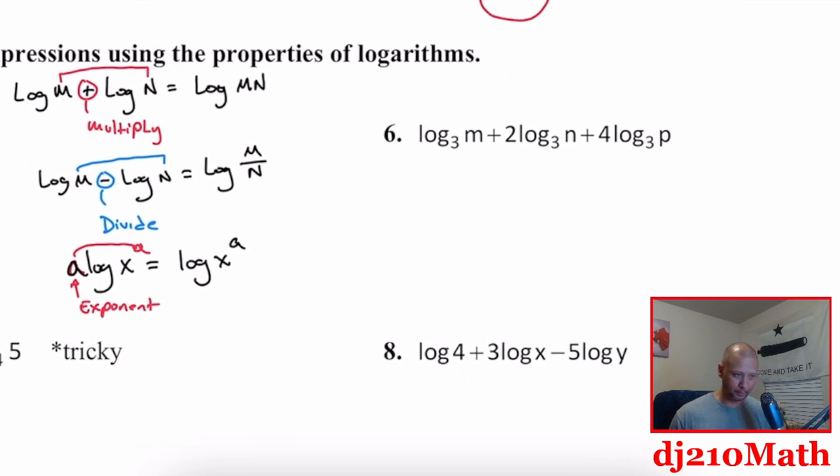Okay. 6. I'm going to leave the rules up. Log m plus 2 log n plus 4 log p. Okay. Something else that I'm not mentioning is that the bases have to match for this to work. It's a college level course, so they're going to match. Let's just be honest. They're going to match. So I wouldn't worry too much about that. That's why you don't hear me saying the bases, right?